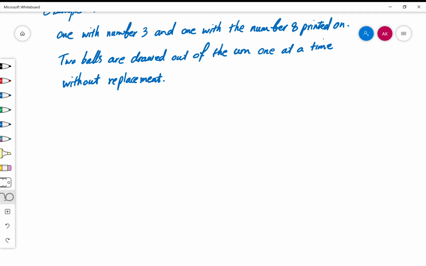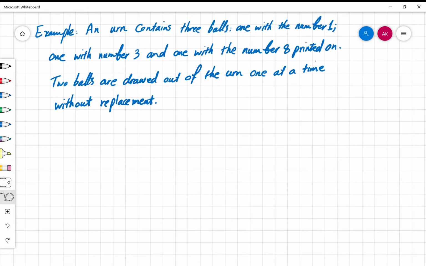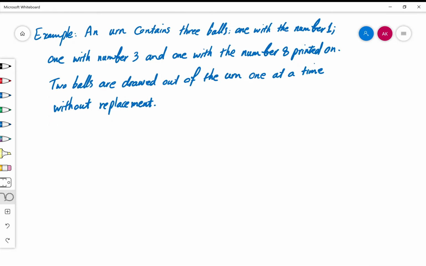In this video, I will show you an example of how this new approach to prove two random variables are not independent works. So the word problem goes like this. An urn contains three balls, one with the number 1, one with the number 3, and one with the number 8 printed on. So three balls, one has 1, one has 3, and the other one has 8 printed on.